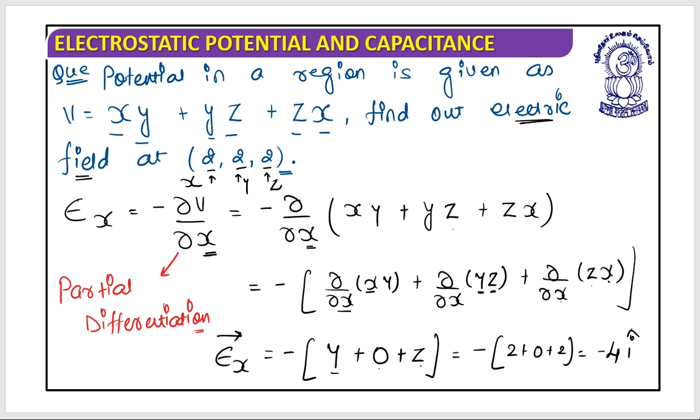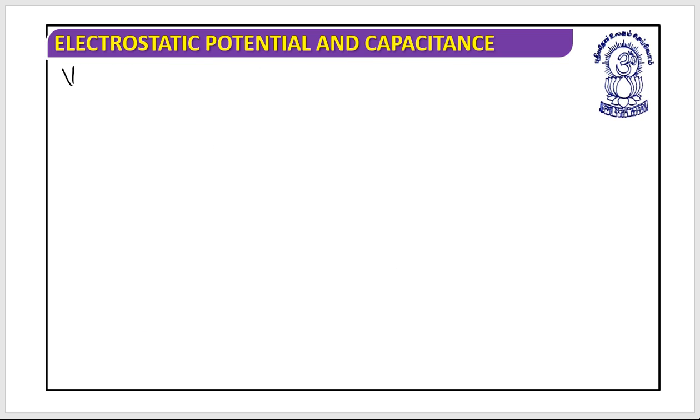Yes. Can you do this? Are you sure? So let's do this very quickly. So V was xy plus yz plus zx. Now you require Ey, which should be minus of del V by del y.